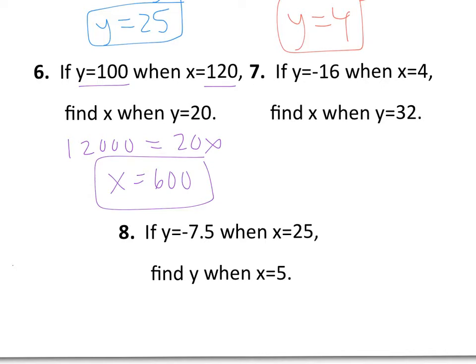Number 7, if y equals negative 16 when x equals 4, find x when y equals 32. So negative 16 times 4 is negative 64 equals 32x. X equals negative 2. Again, these aren't difficult when you have a method down. They go pretty quick and, like I said, not too difficult.